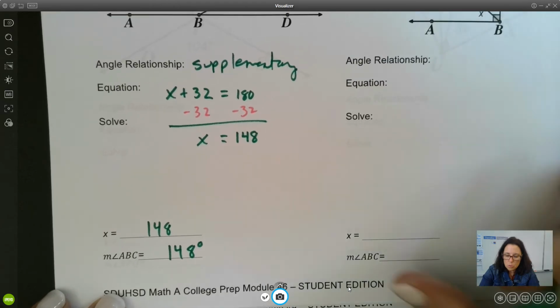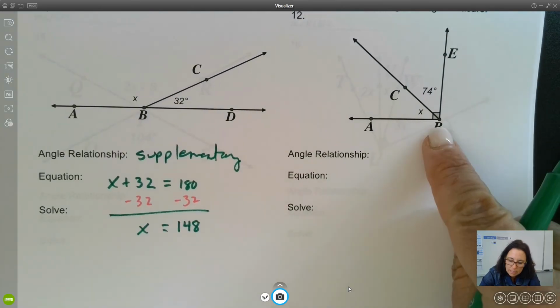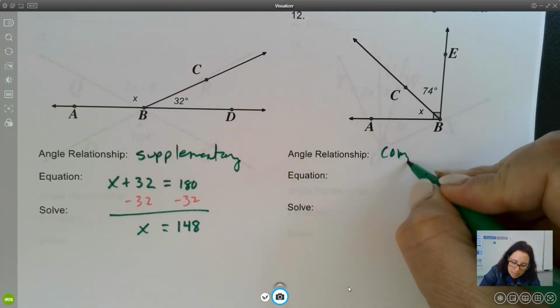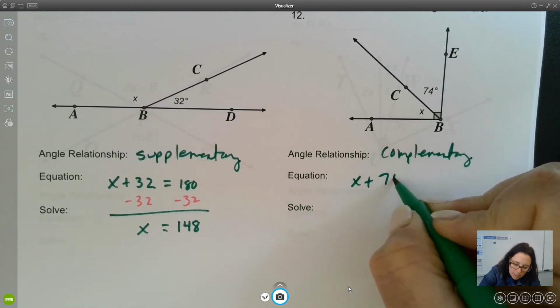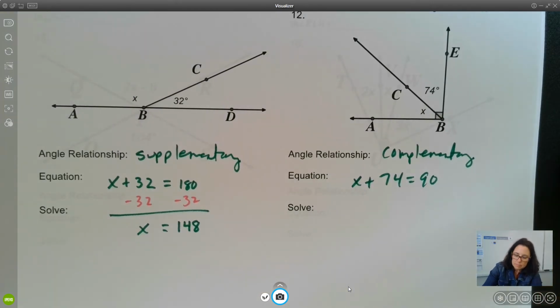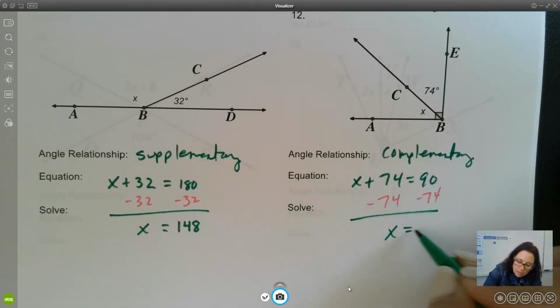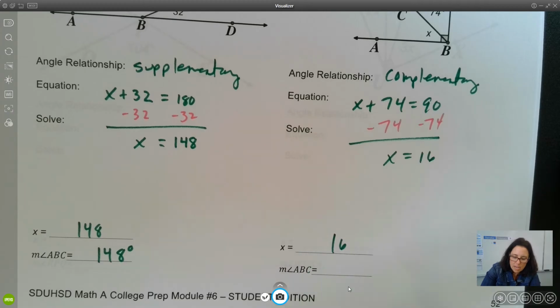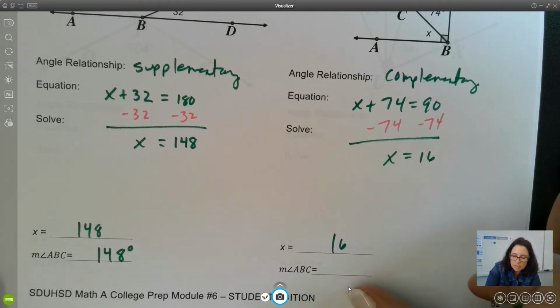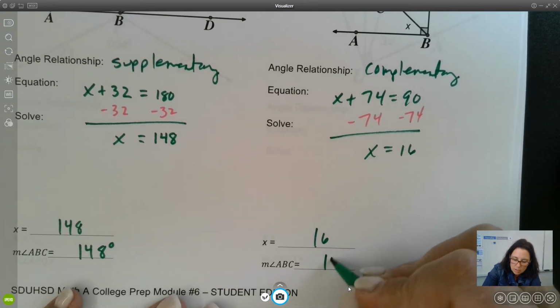Okay, let's look at this guy, number 12. Okay, these two together add to 90. That's complementary. So x plus 74 equals 90. Subtract 74. X equals 16. Okay, so 16 goes in that blank for x, and then the measure of angle ABC, let's make sure ABC is x, so that's going to be 16 degrees.